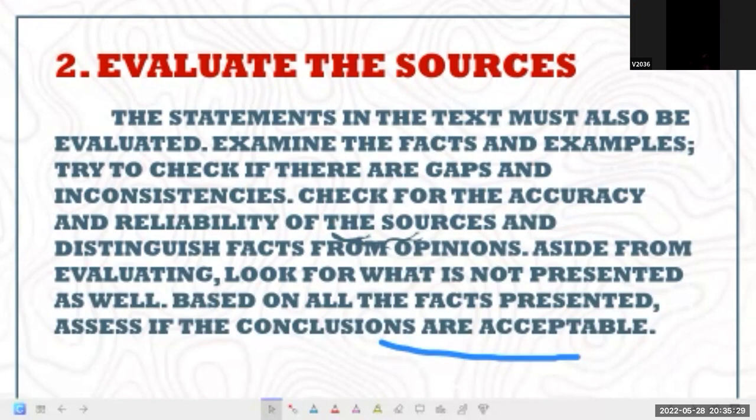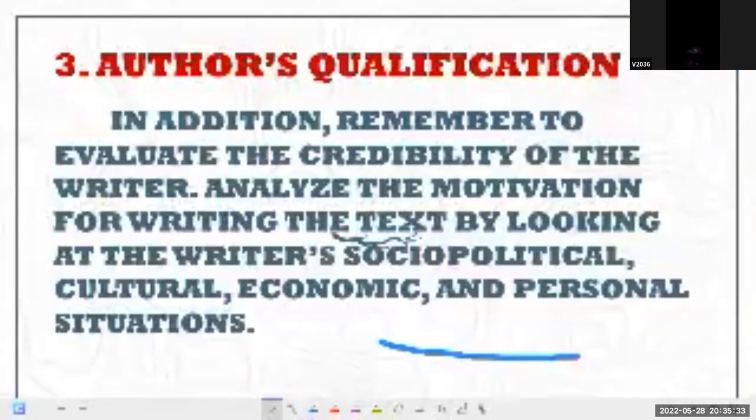Next, author's qualification. Yeah, nawala na sa internet. Author's qualification, meaning you need to see the background of the person who is talking. Tanaw ni mo kung credible ba ang nagstorya? Kung ang istorya kay standby lang, unya, nara sa kilid-kilid, so meaning, dili kayo reliable ang iyang isulti. Pero kung ang nagstorya is presidente or imuhang mama or imuhang manager or supervisor, so naa dyo'y meaning ang iyahang istorya. So tan-aw nimo kung kinsay nagistorya para imong ma-identify kung credible ba iyang gisulti. So in addition, remember to evaluate the credibility of the writer. Analyze the motivation of writing the text by looking at the writer's socio-political, cultural, economic, and personal situation. Lastly, develop a connection to the text.